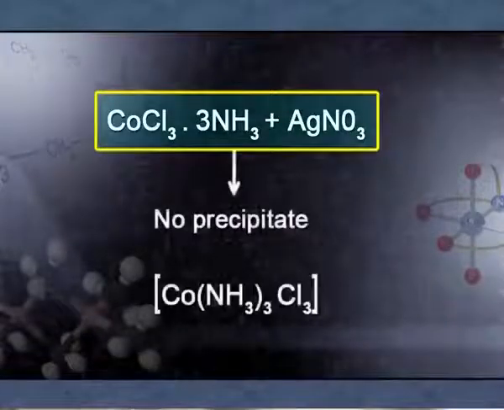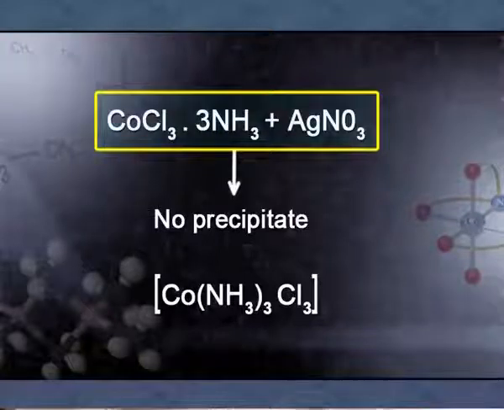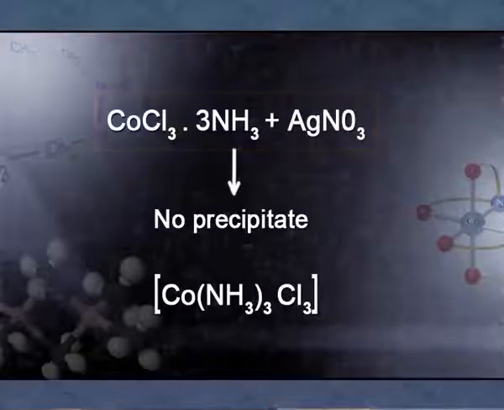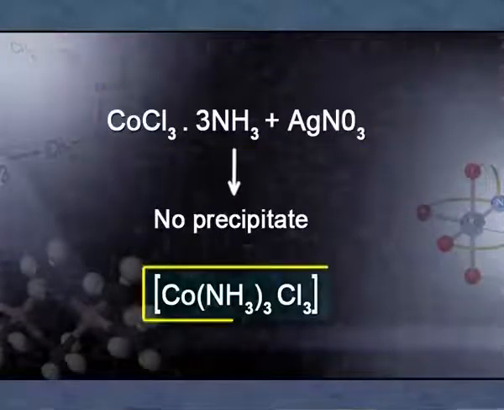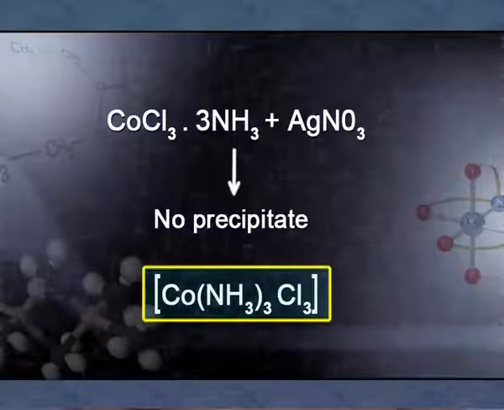For CoCl3·3NH3, he found no precipitate with silver nitrate. It means all the 3 chloride ions are present inside the coordination sphere. So you can easily say [Co(NH3)3Cl3]. By using this experiment, you can easily find out the formula of the complex. You can take any complex by using this experimental evidence.